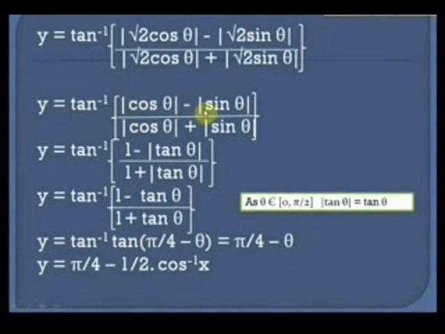Now root 2 gets cancelled and what we get is y equal to tan inverse of mod of cos theta minus mod of sin theta, whole divided by modulus of cos theta plus modulus of sin theta. We divide numerator and denominator by cos theta. So sin theta by cos theta is equal to tan theta. Thus y is equal to tan inverse of 1 minus modulus of tan theta, whole divided by 1 plus modulus of tan theta. Now as we see, theta lies in the interval 0 to pi by 2. Therefore tan theta lies in the first quadrant and so tan theta is positive. So modulus of tan theta would be equal to tan theta. Thus y equal to tan inverse of 1 minus tan theta divided by 1 plus tan theta.